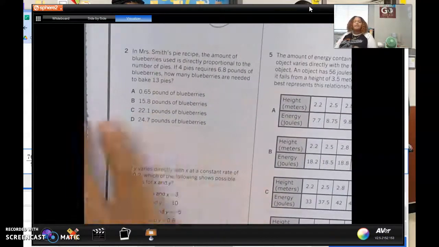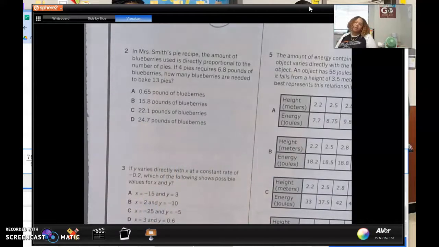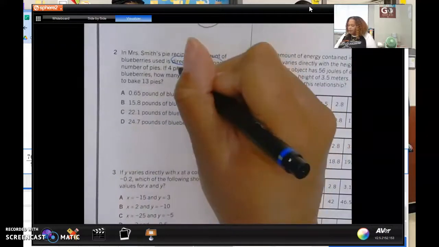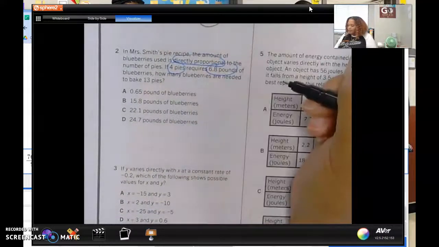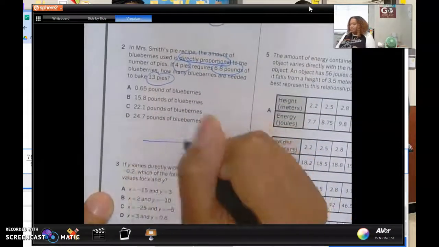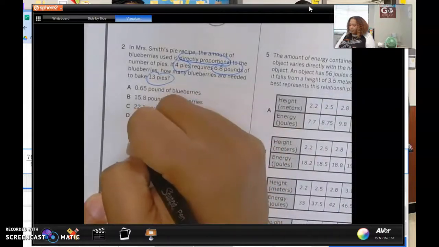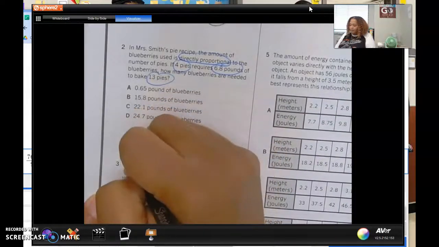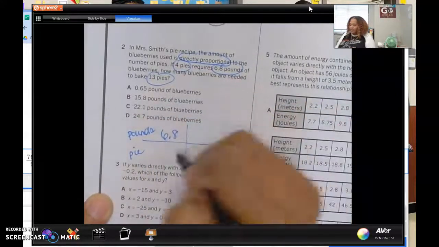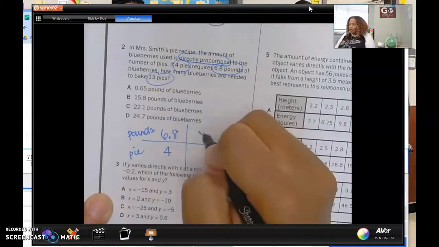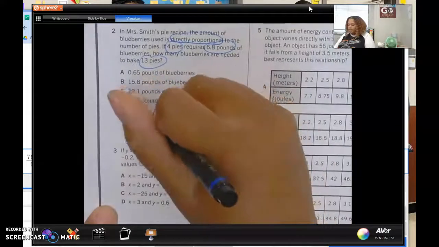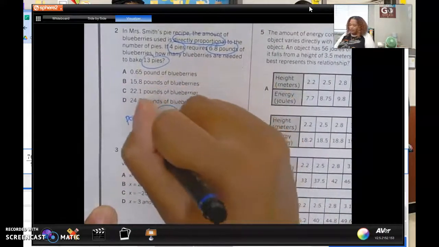Number 2, it says in Mrs. Smith's pie recipe, the amount of blueberries is directly proportional to the number of pies. If 4 pies require 6.8 pounds of blueberries, how many blueberries are needed for 13 pies? Make a proportion. Pounds per pie. 6.8 pounds for 4 pies, y pounds for 13 pies. You can cross multiply and divide.